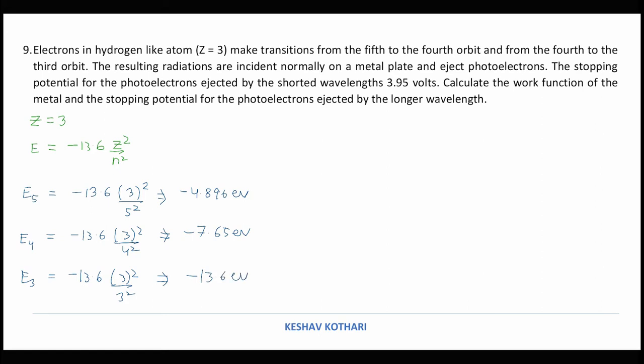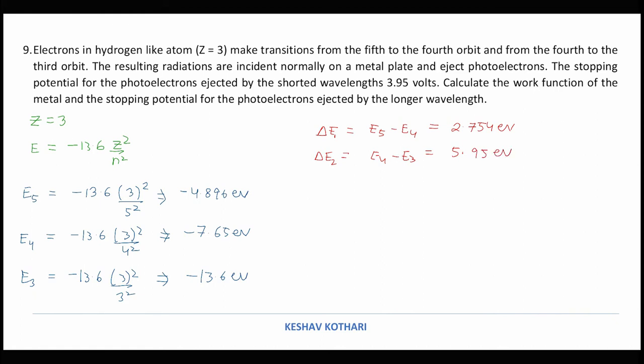So now if I calculate the energy involved in transition, or the delta E, it can be calculated by subtracting the values, that is E5 and E4, and we obtain the value equal to 2.754 electron volt. And the other transition is from E4 to E3. So this value can be calculated as 5.95 electron volt.